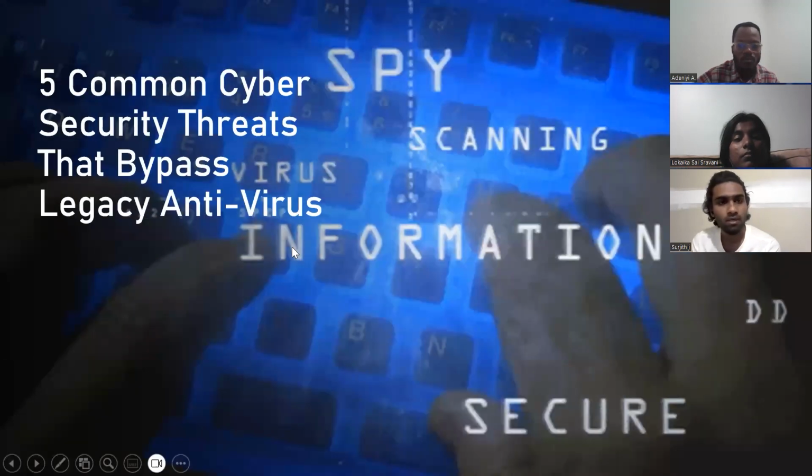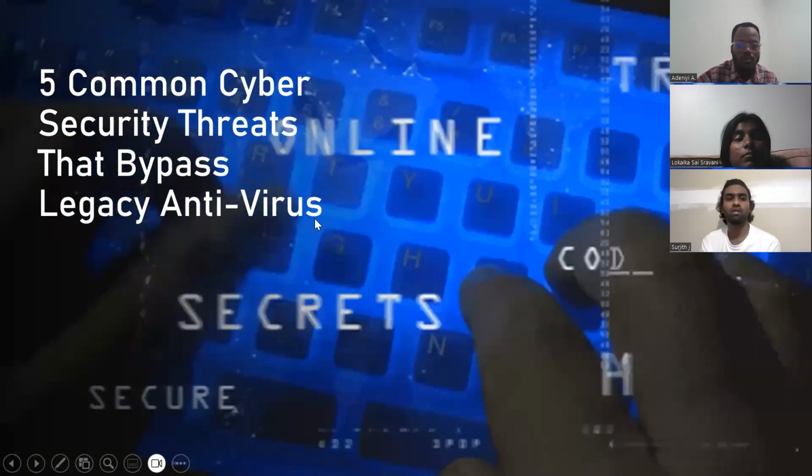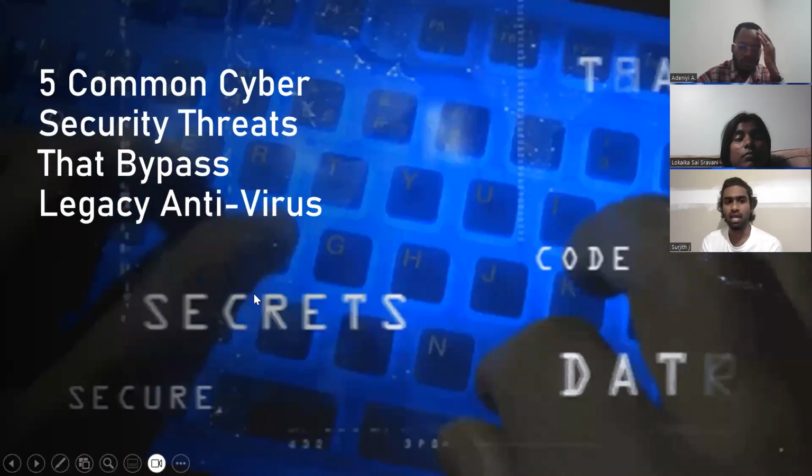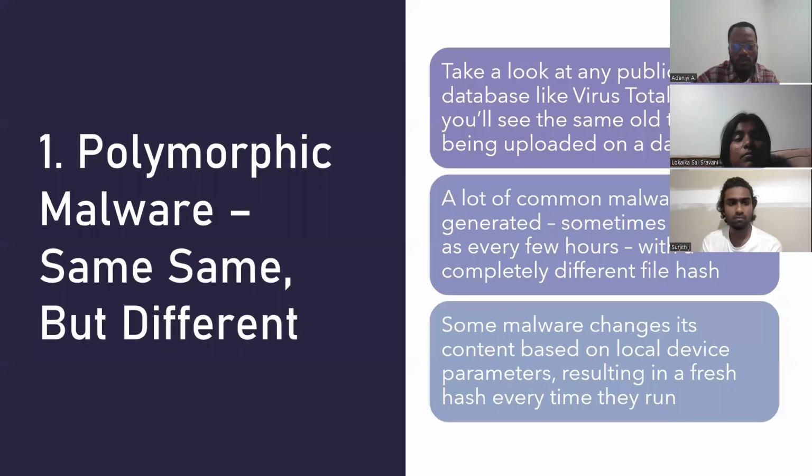Next slide. 5 common cybersecurity threats that bypass legacy antivirus. First one is polymorphic malware, same but different.